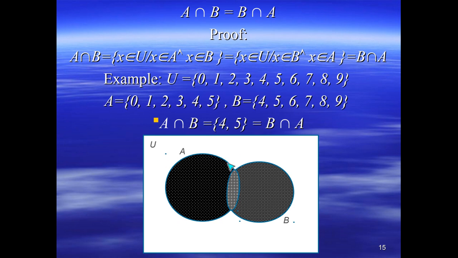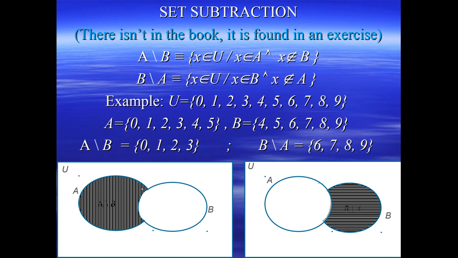A is the whole egg on the left side. B is the whole egg on the right side. And where they intersect, they enter into each other. Their common elements here are their intersection, A intersection B, or B intersection A. And it's the same place, the same region. All right.